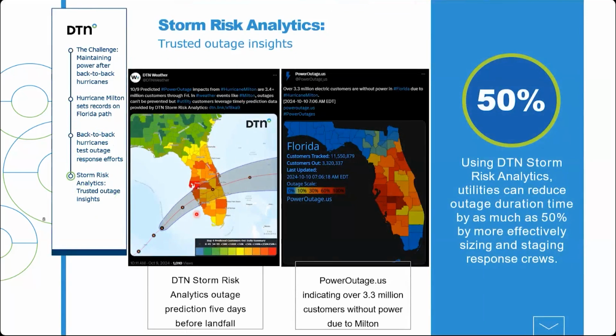Taking a look at the outage prediction forecast on the left here in one of our Twitter posts, or X posts, I believe, and then the actual outages from Power Outage US on the right. You can see the colors and the severity, along with the scale, are quite similar, as well as the actual outages. So that 3.3 million, and even down to the county level, they match up pretty well. So overall, Storm Risk Analytics is a key component of the holistic storm risk suite, including storm impact analytics and the energy event index, for example, and then bringing in our human in the loop with our meteorologists as well.